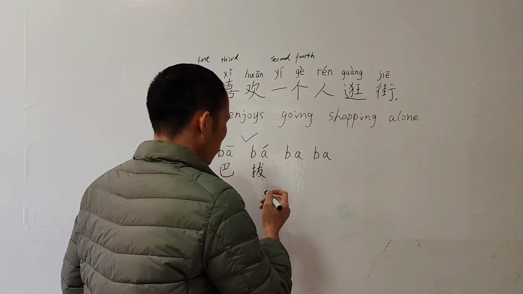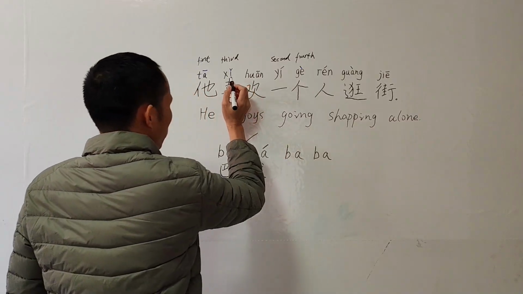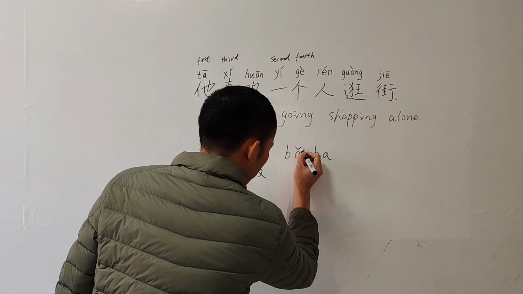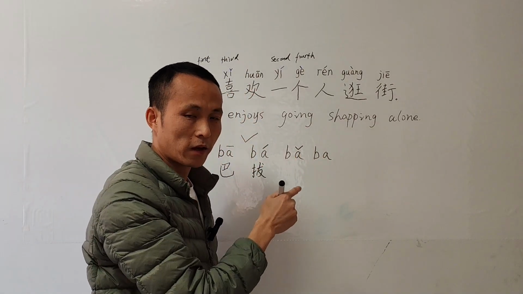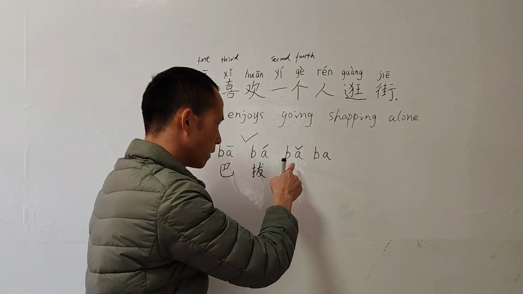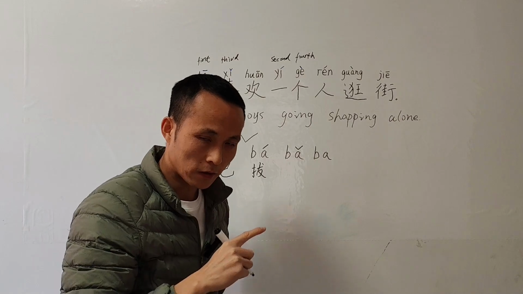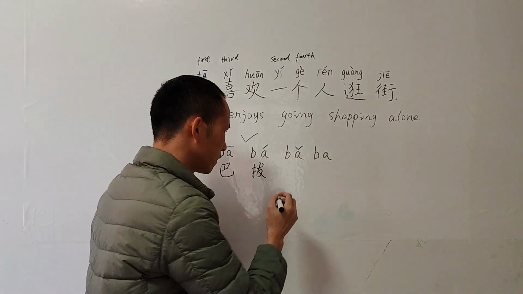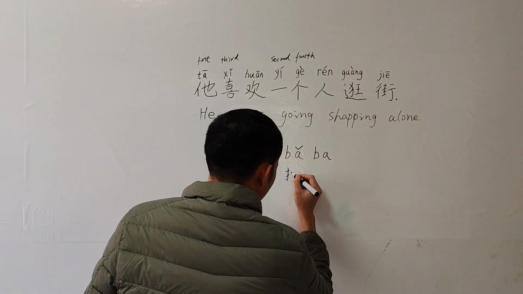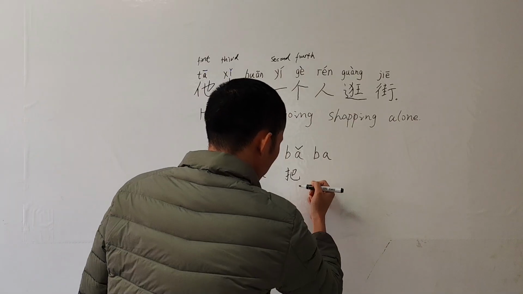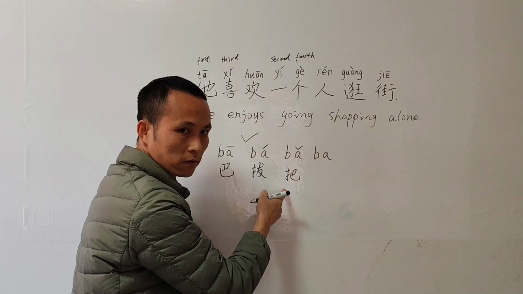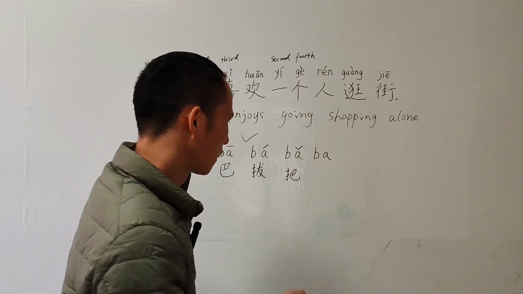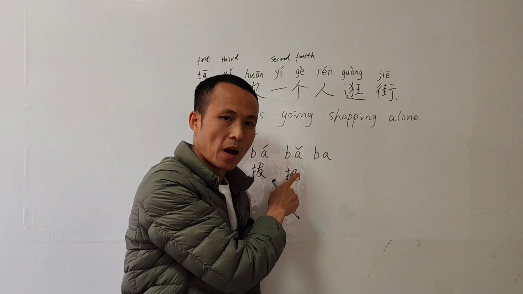Ba. So the third tone is this. It falls a bit and it goes upward, a bit like the English letter V. Okay, so it reads ba. It falls a bit and it goes upward. Ba, ba. Okay, so here is the Chinese character. I will not explain this Chinese character because it's complicated for you, especially as you're a new Chinese learner. Ba, ba.